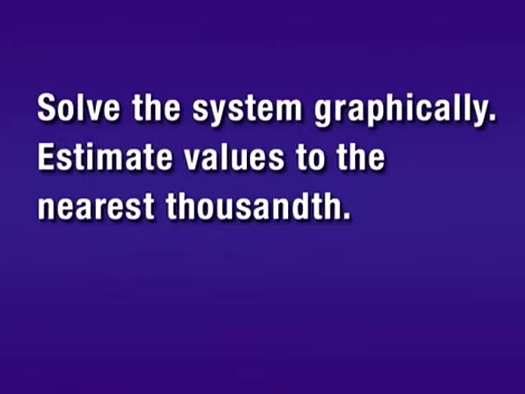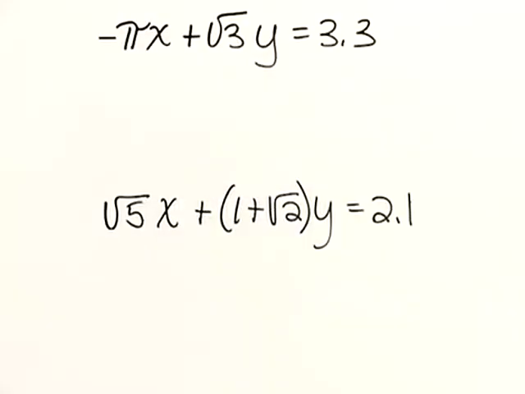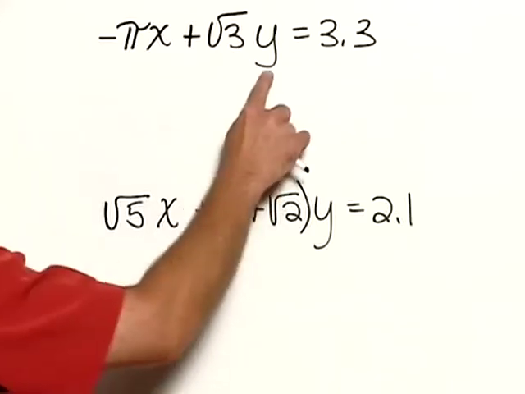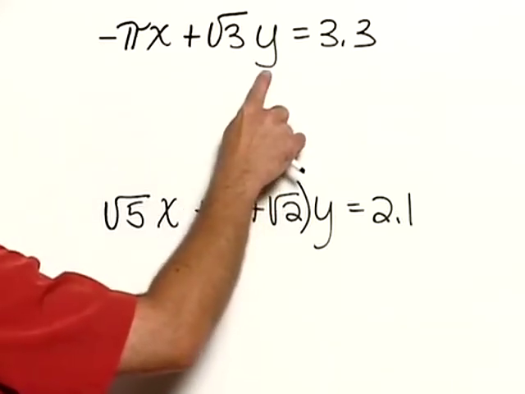Solve the system graphically. Estimate values to the nearest thousandth. We have the two equations: negative pi x plus the square root of 3 y equals 3.3, and the square root of 5 x plus the quantity 1 plus the square root of 2 times y equals 2.1. To solve these graphically on the calculator, we need to solve each equation for y.